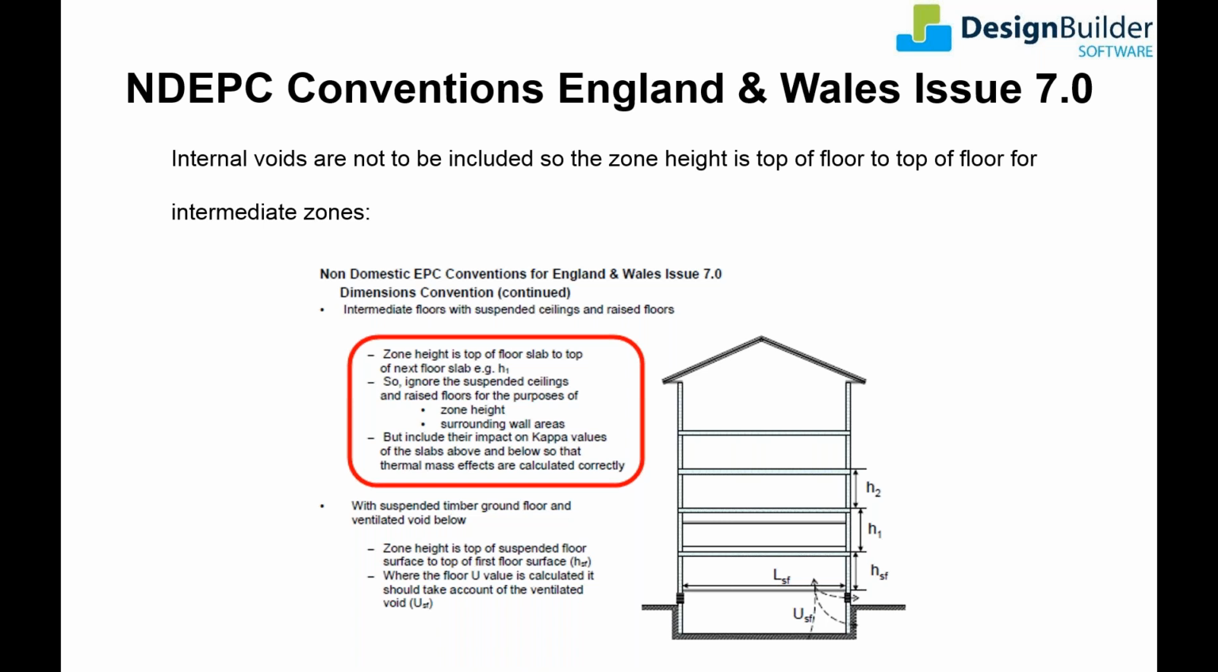Both the SBEM and DSM manuals explain how you model zone height to comply with the conventions in DesignBuilder. And they clearly state that internal voids are not to be included, as you can see in this extract from the conventions here. So the zone height is the top of floor to the top of floor for intermediate zones, as it's shown in the slide.